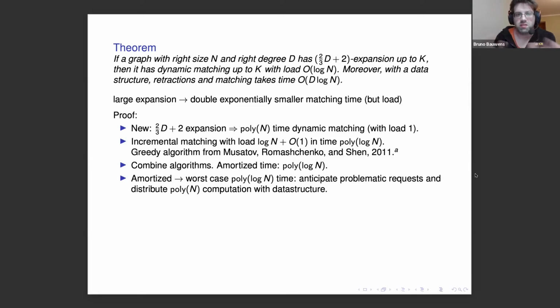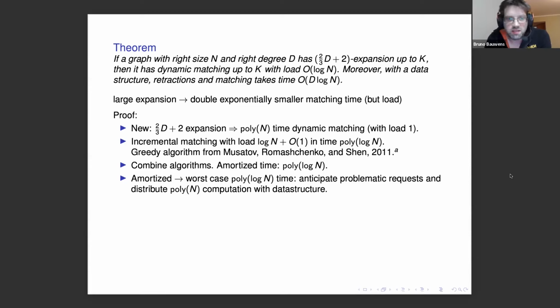Fortunately, we just need this algorithm only a few times for a few matches. And the second algorithm is one that works in poly log n. Well, actually, log n. I should say order d log n is the time that we need. And it's just a greedy strategy.